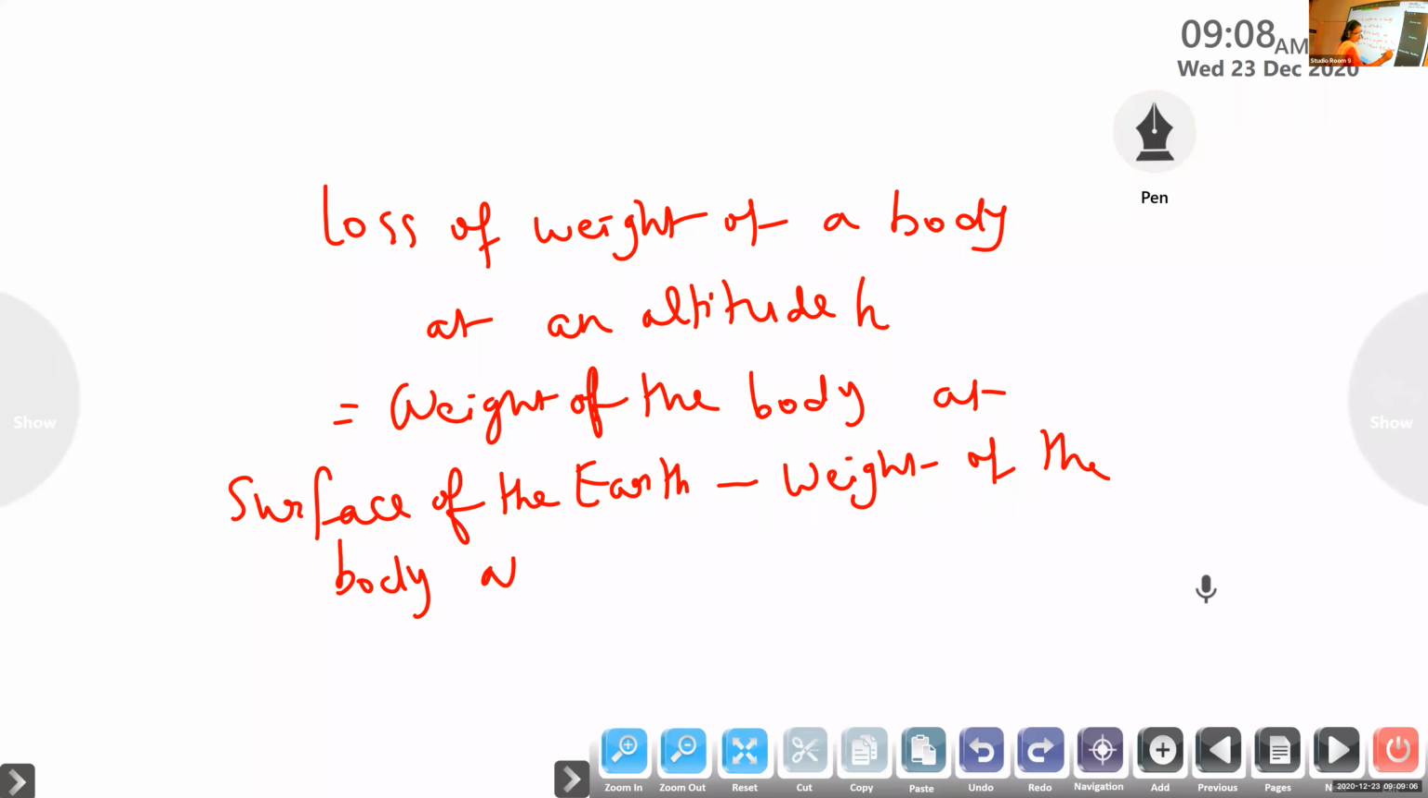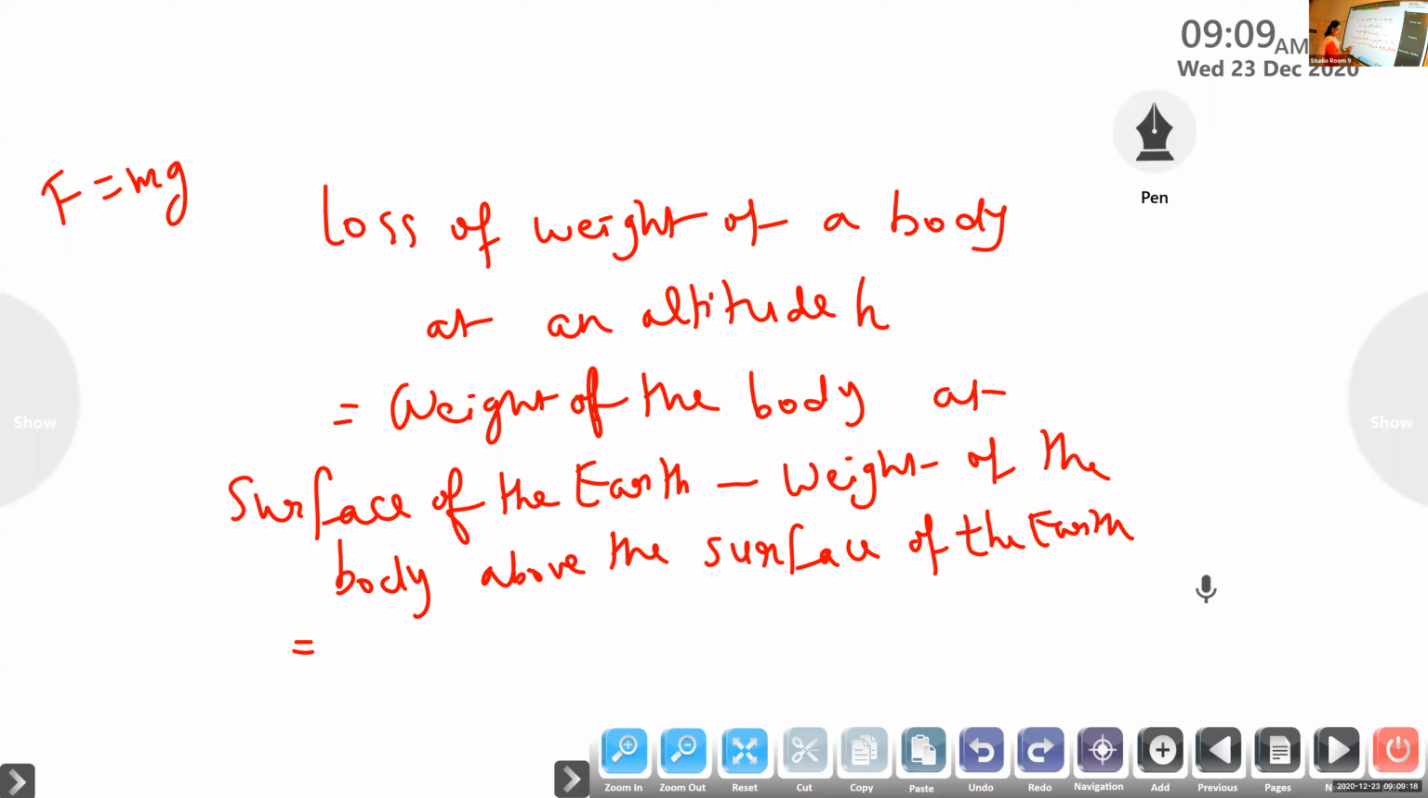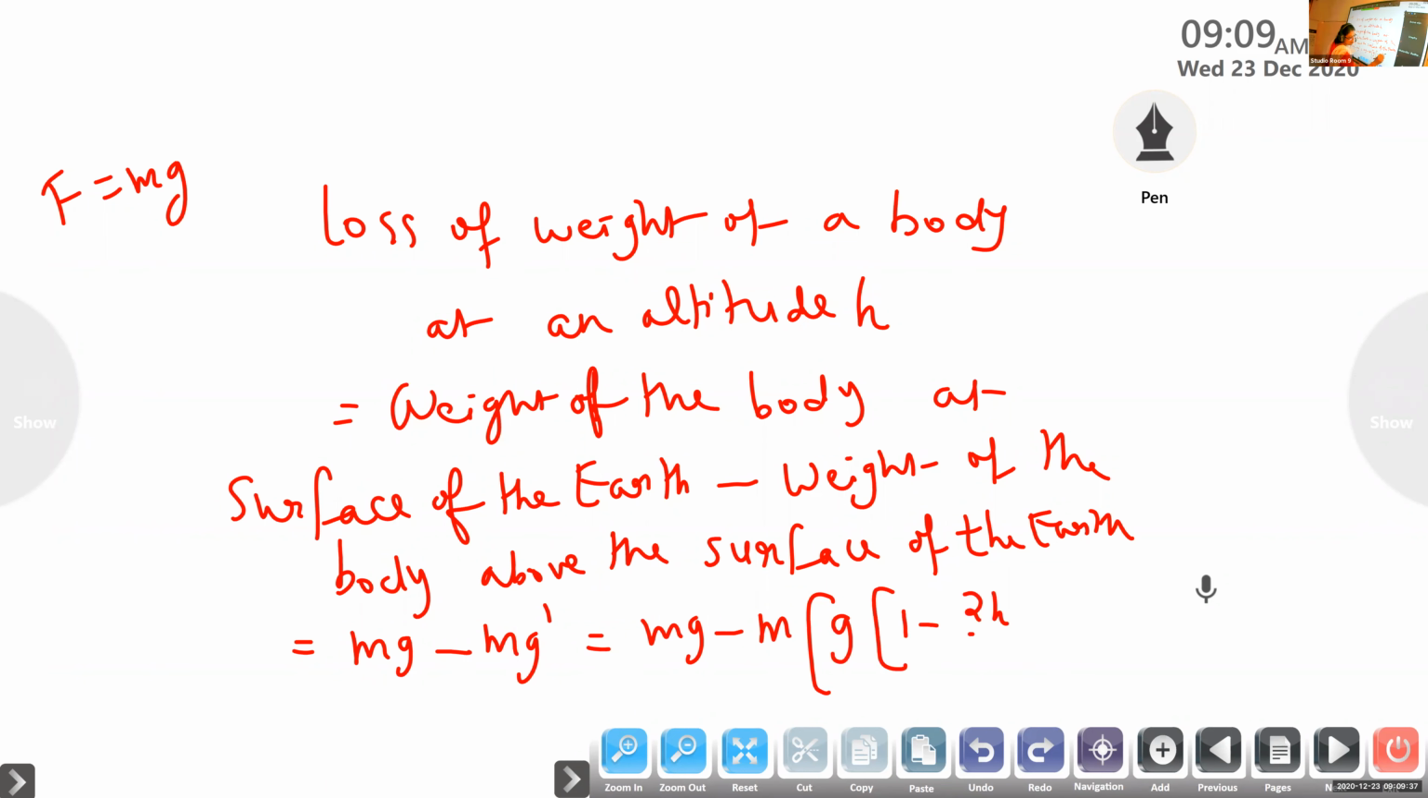Now we substitute the equation. Weight of the body at earth, we already know F is equal to mg. If you multiply 9.8 with our mass, you will get the weight of the body. So mg minus mg dash. We substitute the value of g dash here. So you will get mg minus m into g into 1 minus 2h by r. We are just substituting.